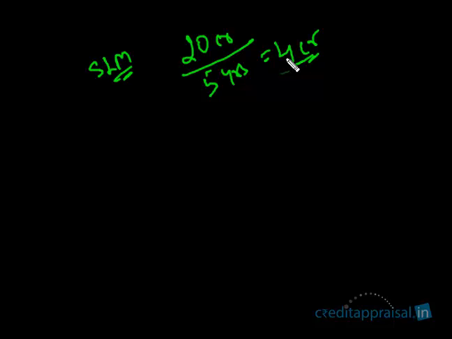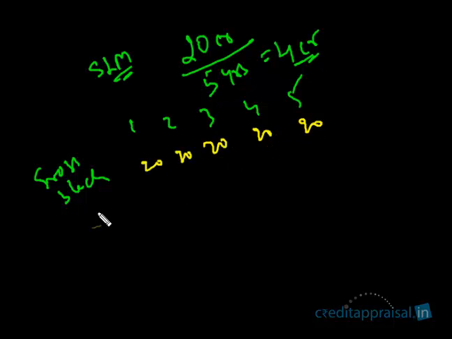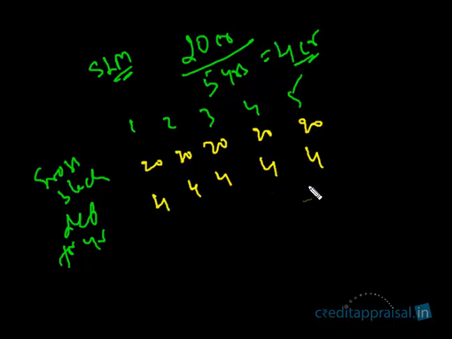So under SLM, for years 1, 2, 3, 4, 5, the gross block, that is the original cost of the machine, is 20 crores. And the depreciation we are going to show for year 1 is 4 crores, and the second year also 4 crores. In SLM, every year you are going to uniformly depreciate the asset. So 20 by 5, 4, every year you are going to show 4 crores.